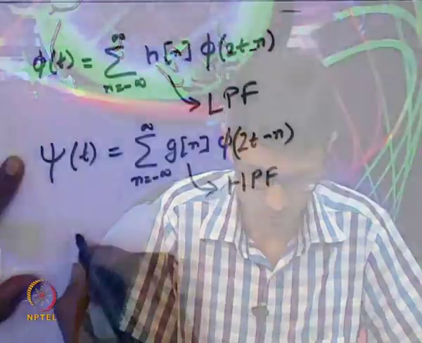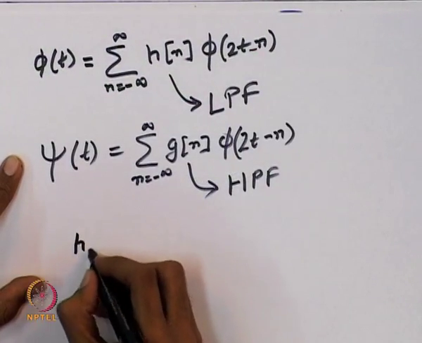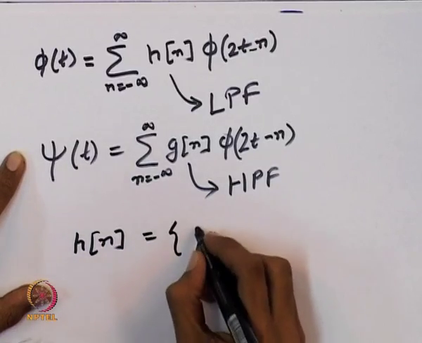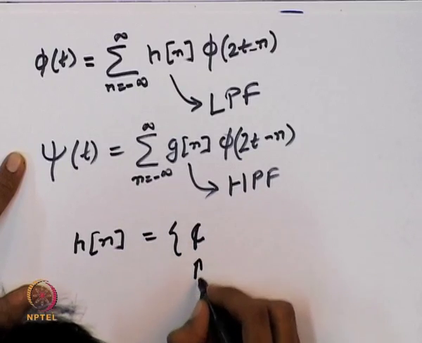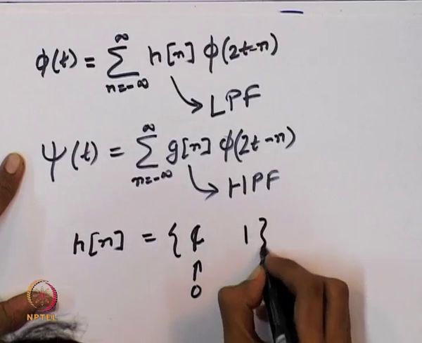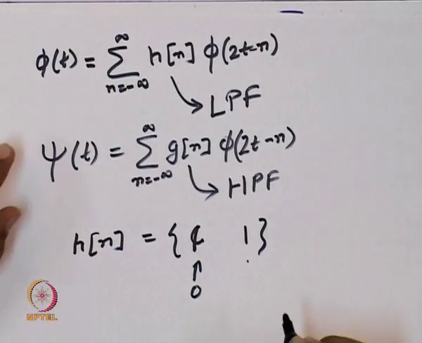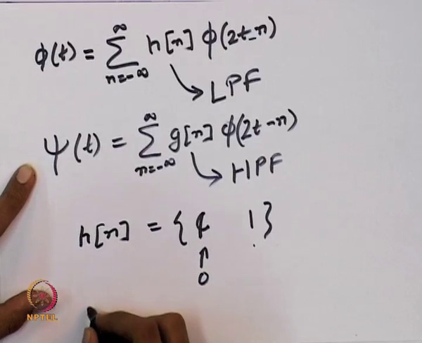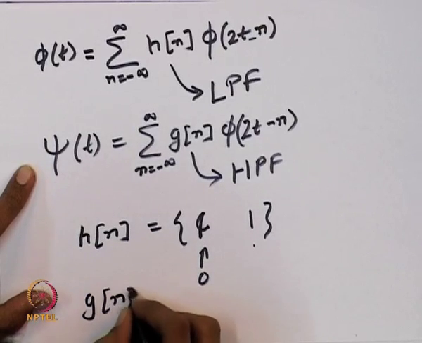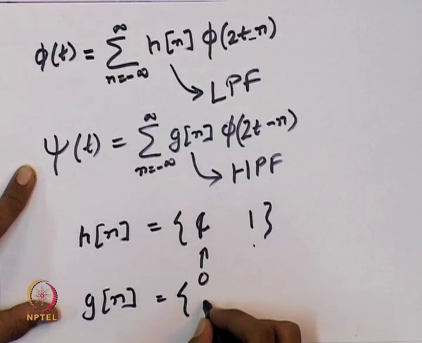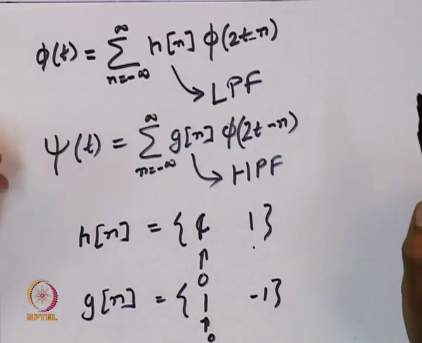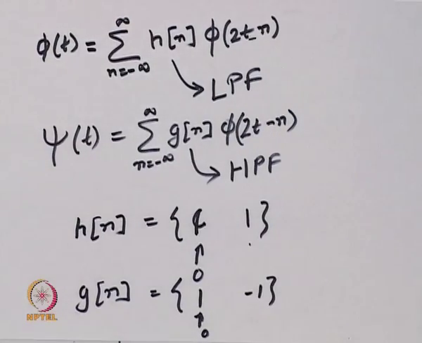Again, recalling from the lecture, for the Haar filter bank case, we have h of n given by a 2-length sequence, which is 1 and 1 at the 0th and first sample, and the g of n sequence is given by 1 and minus 1. We use this and we will try to generate the scaling and wavelet function.